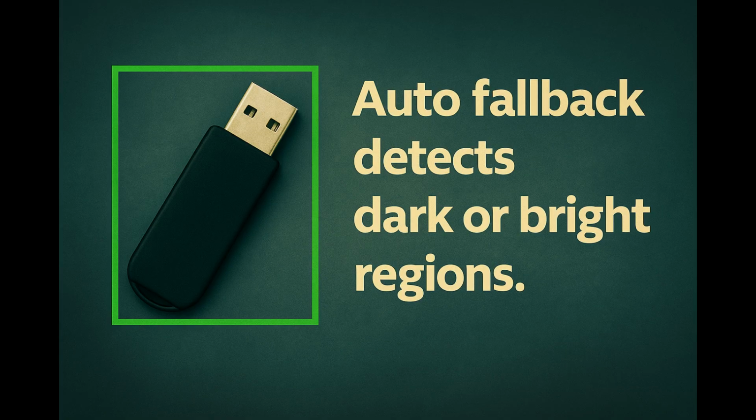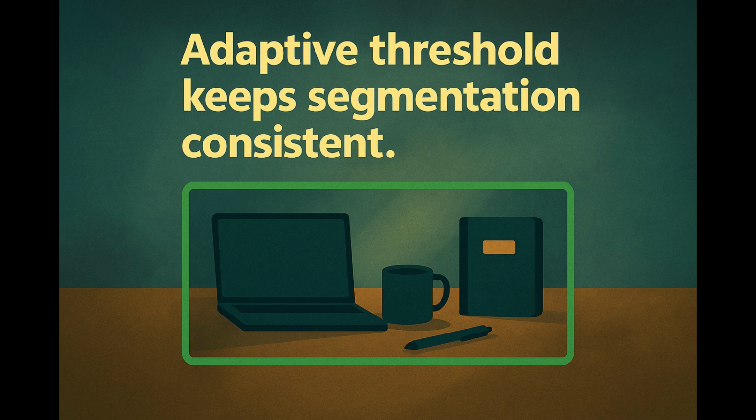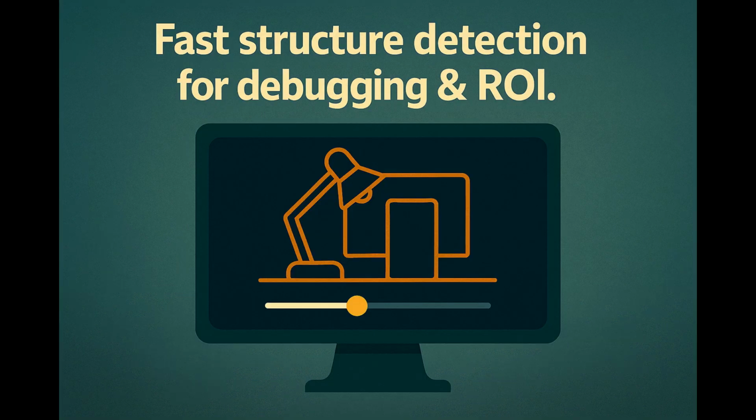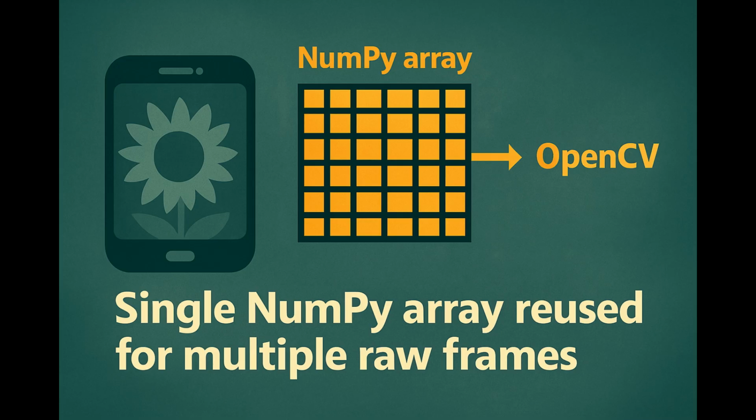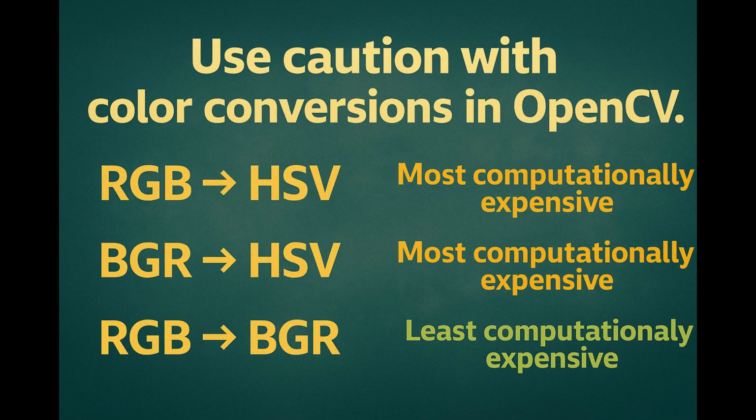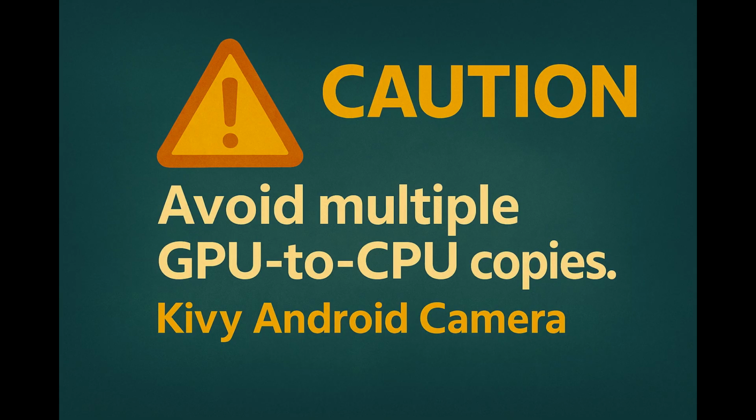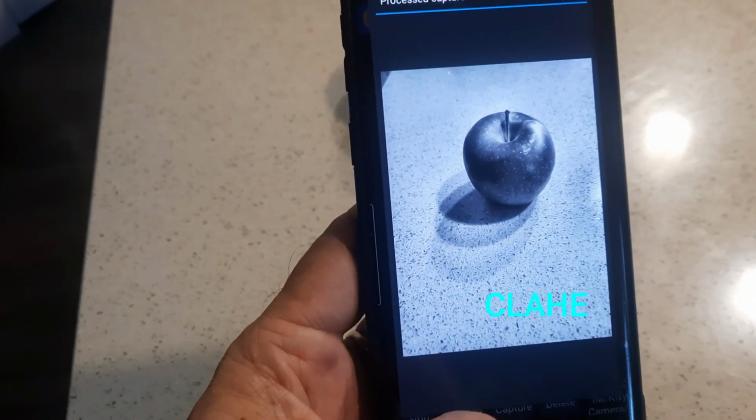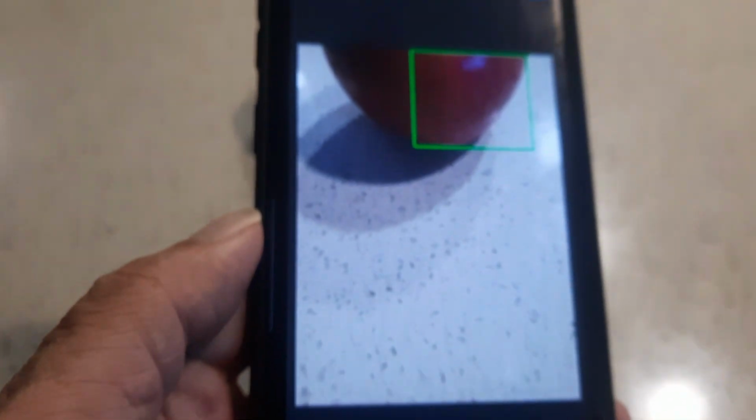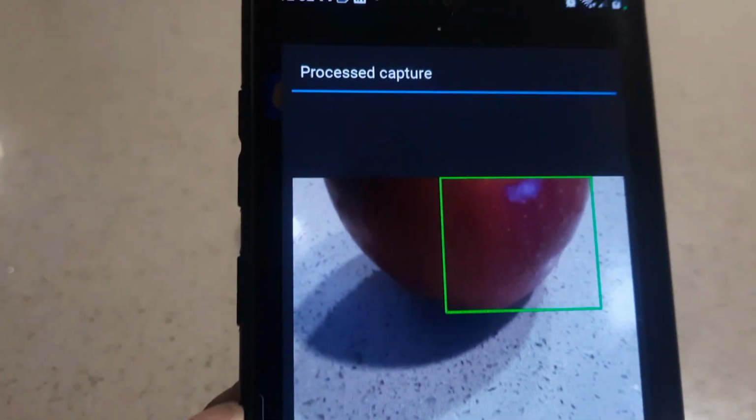With these 4 preprocessors running, performance holds as long as you're smart about data flow. Downscale before heavy ops. Reuse NumPy arrays instead of reallocating each frame. Limit color conversions and avoid multiple GPU to CPU copies. Grayscale and Edges are fastest, Adaptive and HSV add cost but bring stability.